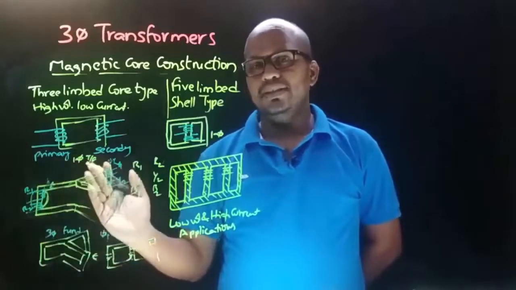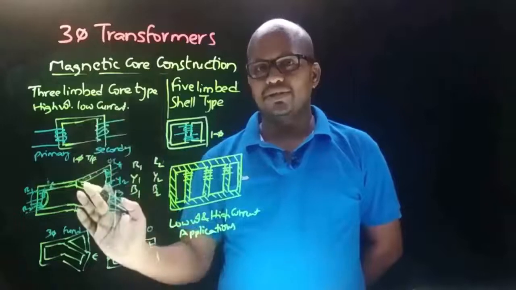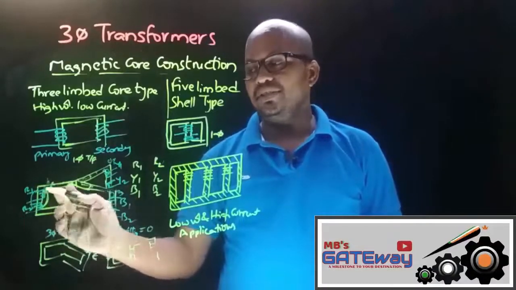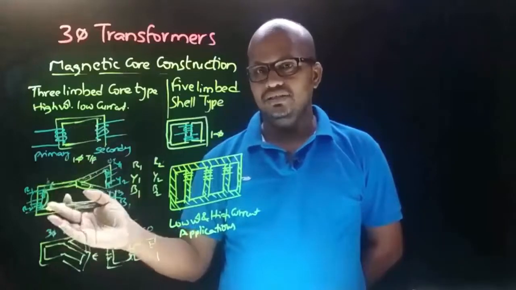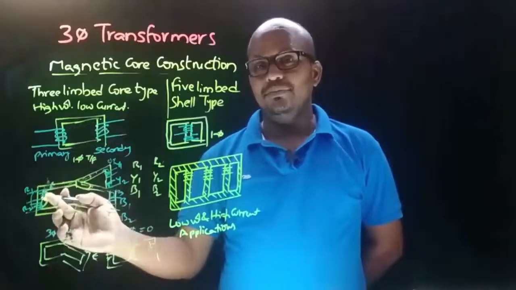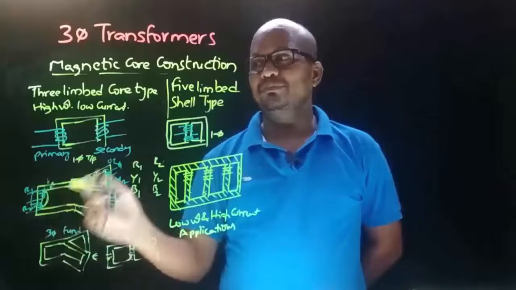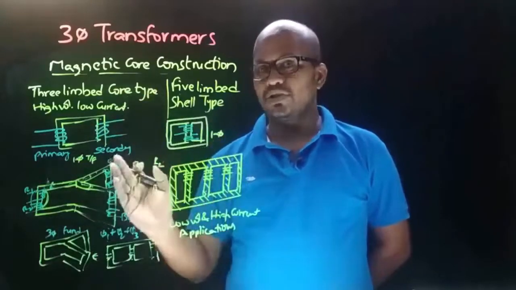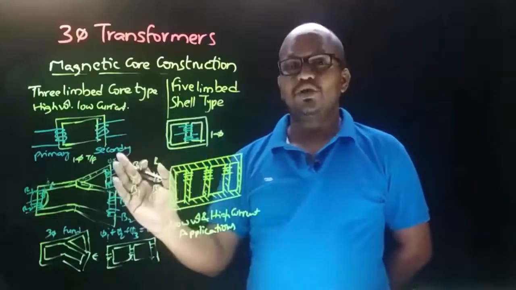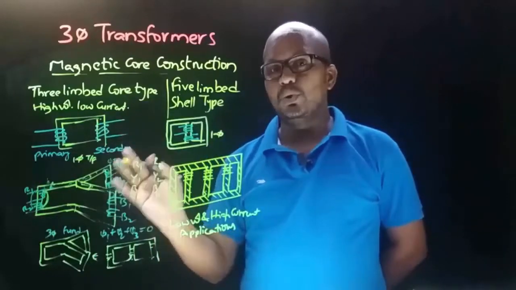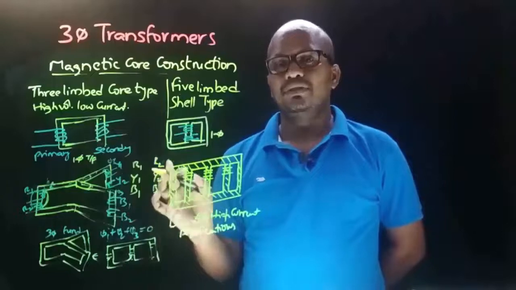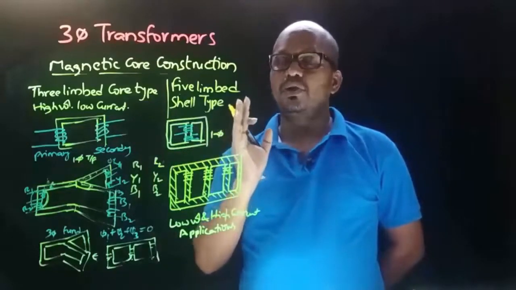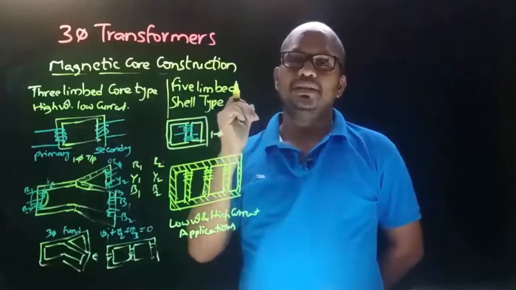So in case of three-limbed core type construction, irrespective of the type of winding, whether it is star or delta connected, we get pure sinusoidal output. This is the concept I am trying to tell you, and you can understand this concept only if you know triplen harmonics. So I suggest you go through my lecture videos on harmonics, which I mentioned in alternator lectures.